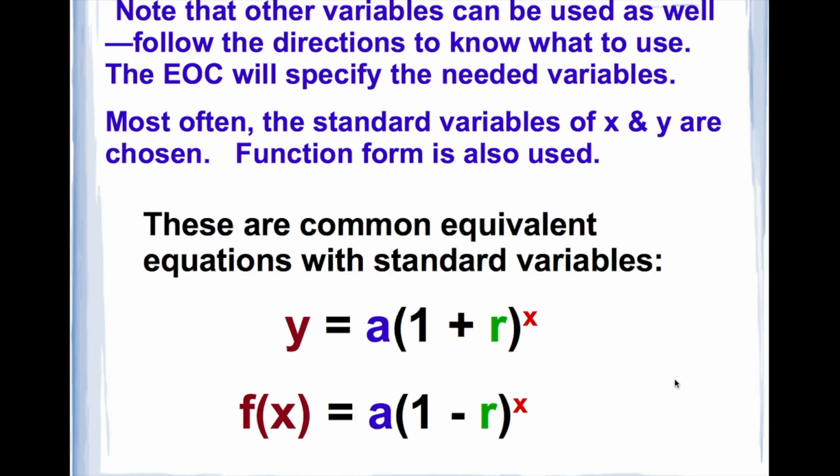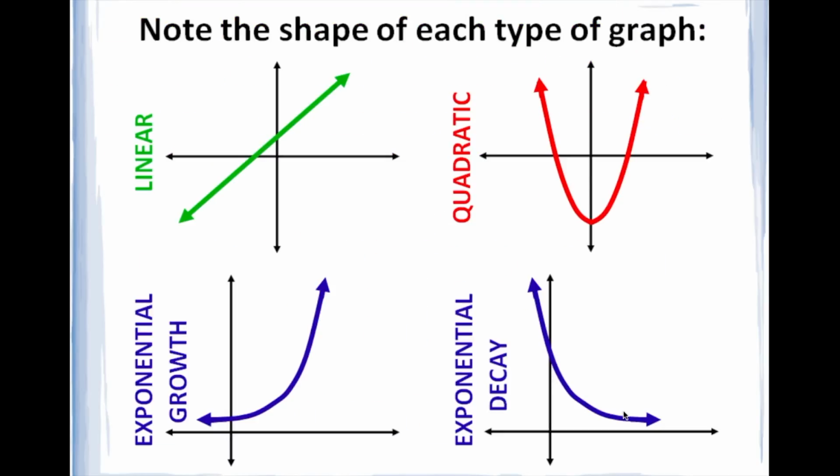Note, however, that other variables can be used as well. Follow directions on the EOC. They'll tell you what to use. They most often use x and y, or sometimes they'll use function form. So instead of having a sub 0 and a here, they'll use y and x for the exponent instead of a t. Or they may use f of x for the final amount, still using x as your exponent for time periods. Just want to remind you of the shapes of these graphs in case that comes up.